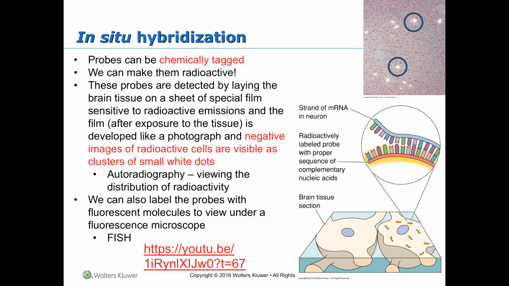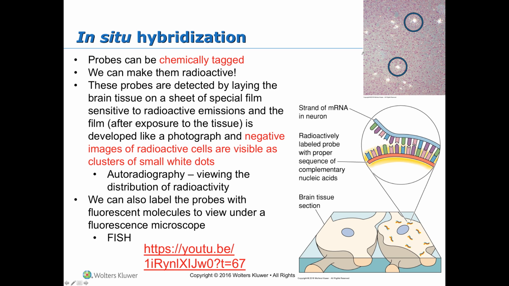So we can make them radioactive, and we can detect them by laying the brain tissue on a sheet of special film that's very sensitive to radioactive emissions in the film. And after we expose the tissue and develop it, we can see these negative images of radioactive cells visible as clusters of white dots. And this is what's known as autoradiography, where we can view the distribution of radioactivity that's present.